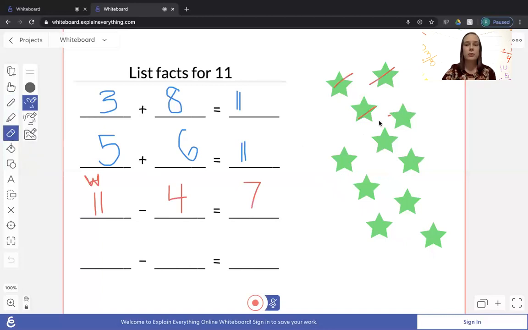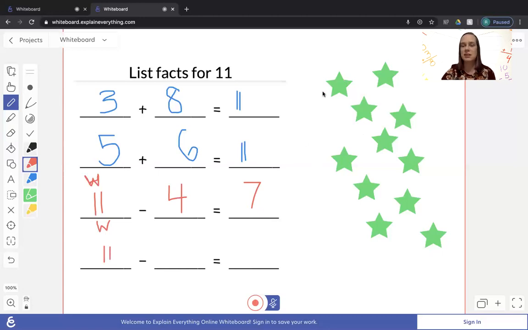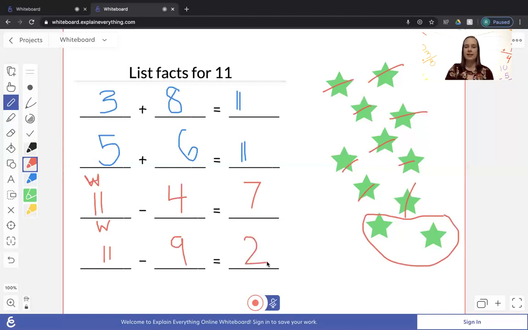Now I could go through here and start with 11 again and then flip-flop those parts. So 11 minus 7 equals 4. Or I could do what we've been doing and try marking some out. So I'm going to try again, starting with my whole, and the whole here is 11. I'm going to try taking away 9. Let's see what happens. 1, 2, 3, 4, 5, 6, 7, 8, 9. So I took out 9 stars, and that leaves me with 2 stars. So 11 minus 9 equals 2.